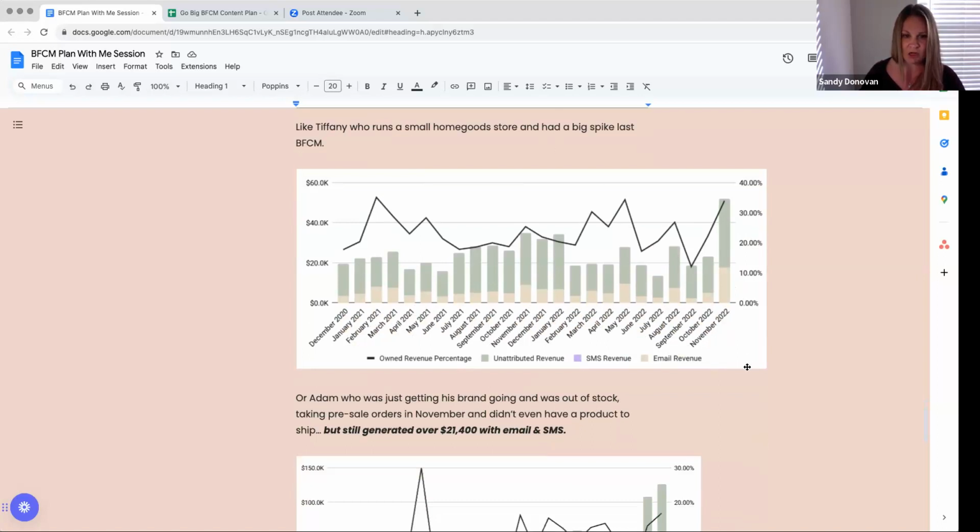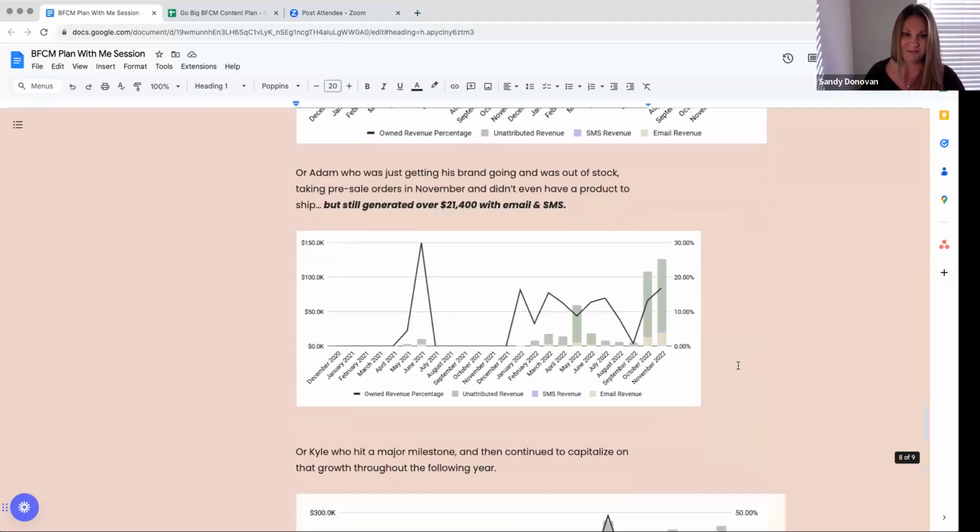Again, this was last year, and again, a smaller store. Adam is another really good example that I love, because Adam was really just getting his brand going. He came to us and he barely had a store or a product. You can see he had a little false start here, and then he was trying to get things going, but he was having some issues with supply.